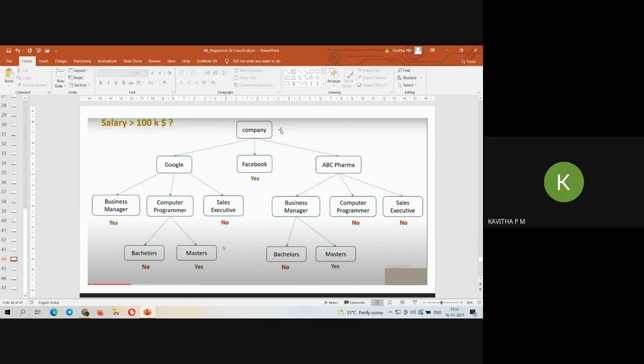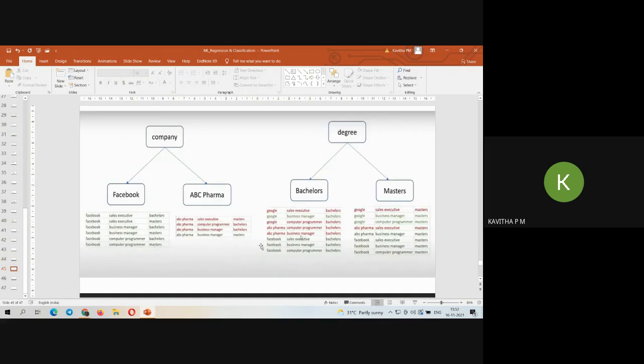This way, the decision tree is going to be applied. Here we have business manager, computer programmer, and sales executive. We are not going to pick persons for sales executive, and we are just going to pick according to Google. We are just going to pick the staff based upon bachelor's degree and master's degree for the computer programmer designation. The same way, in ABC Pharma, we're going to pick the person for business manager based upon bachelor's and master's degree.